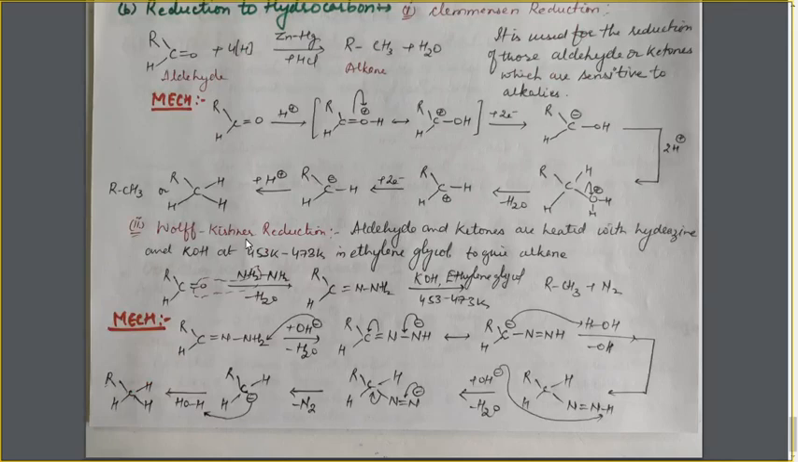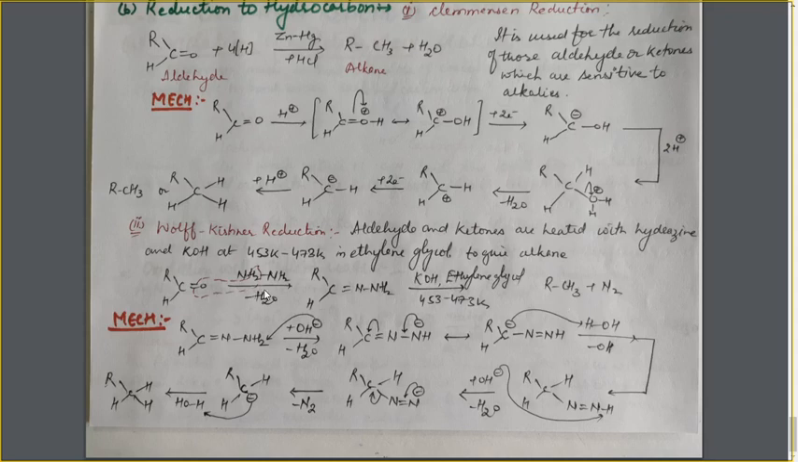Now, what is this Wolff-Kishner reduction? In this case, the aldehyde and ketones are first treated with hydrazine to form the hydrazone, and this hydrazone is heated with KOH in ethylene glycol to give us the alkane. This is the Wolff-Kishner reduction.